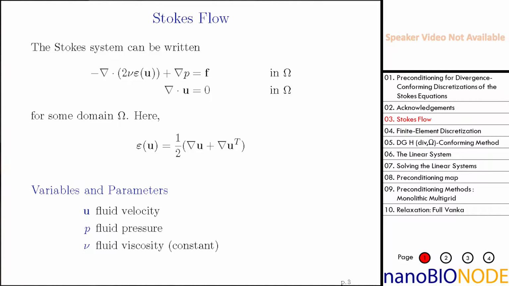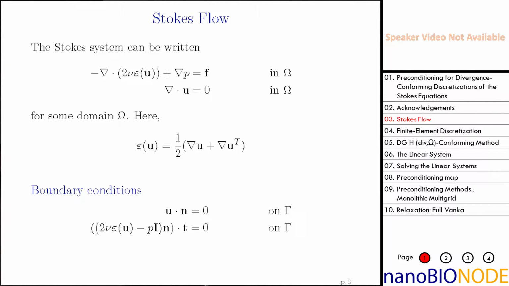So we're going to write our Stokes system like this, using the symmetric gradient formulation. And so we've got our fluid velocity U, our fluid pressure P, and then we're looking at a constant viscosity case here. We're just going to show some proof of concepts for the algorithms, so we can expand this all later. So we're going to have some boundary conditions.